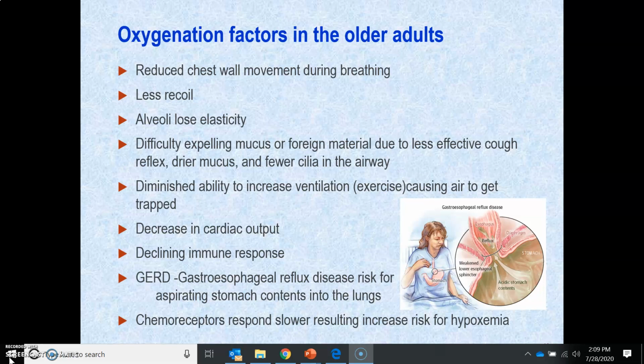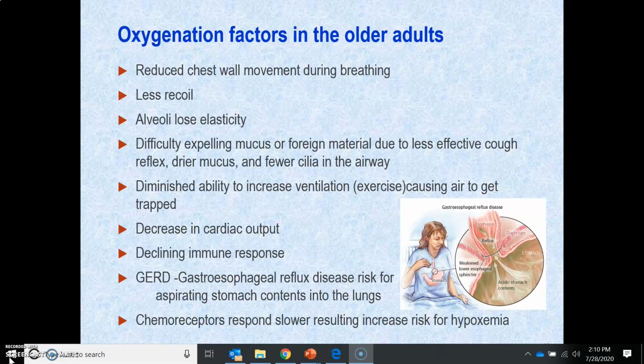And if you remember, cilia are those tiny little hairs that are along our airway, especially in our nose, that help filter. Okay, so because they don't have that cough reflex the way they used to, they're prone to aspirating fluid into their lungs as well. Decreased cardiac output and a declining immune system are issues here.